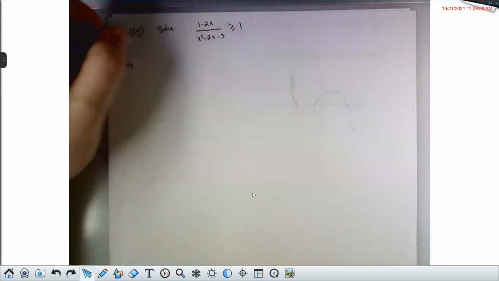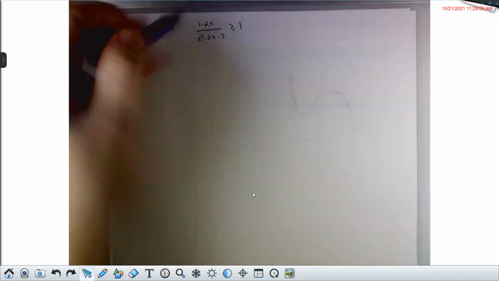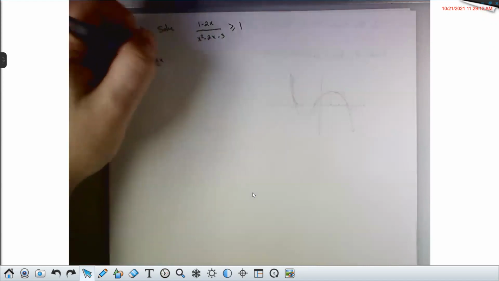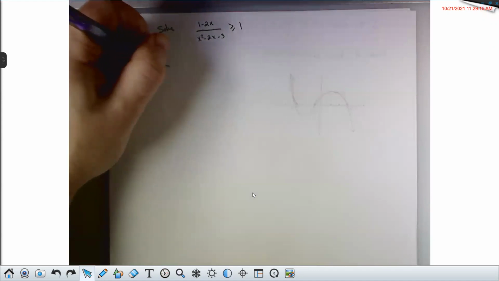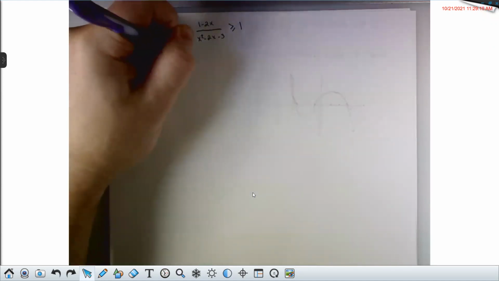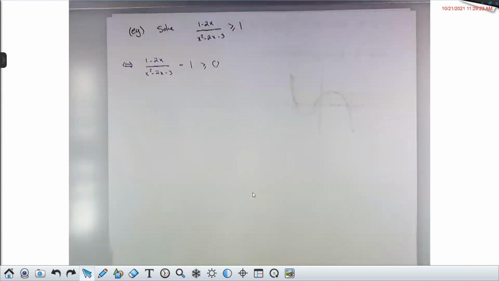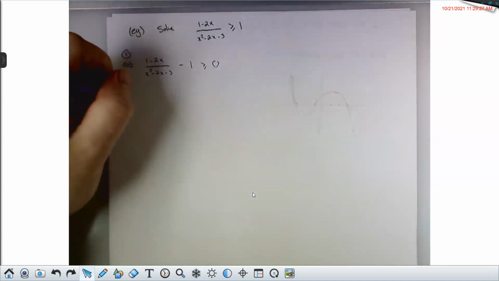You could also, if you wanted to, subtract this whole chunk over here, but I would much rather subtract a 1. So that'll give me (1 minus 2x) over (x squared minus 2x minus 3) minus 1 is greater than or equal to 0. Okay, so that's step 1. What now?